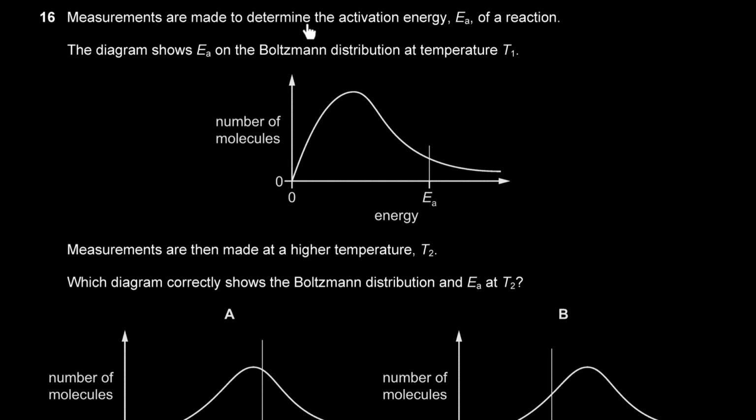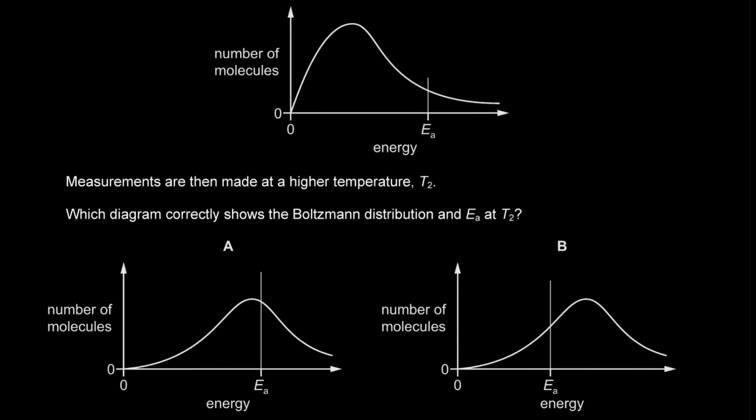Measurements are made to determine the activation energy, EA, of a reaction. The diagram shows EA on the Boltzmann distribution at temperature T1. Measurements are then made at a higher temperature T2. Which diagram correctly shows the Boltzmann distribution and the activation energy at T2?